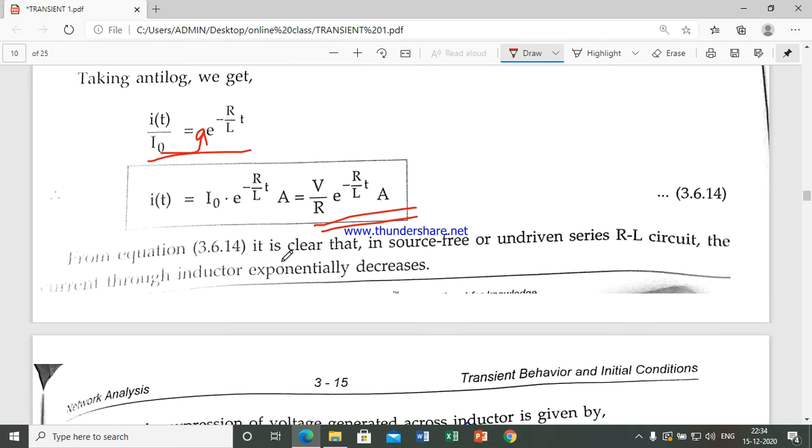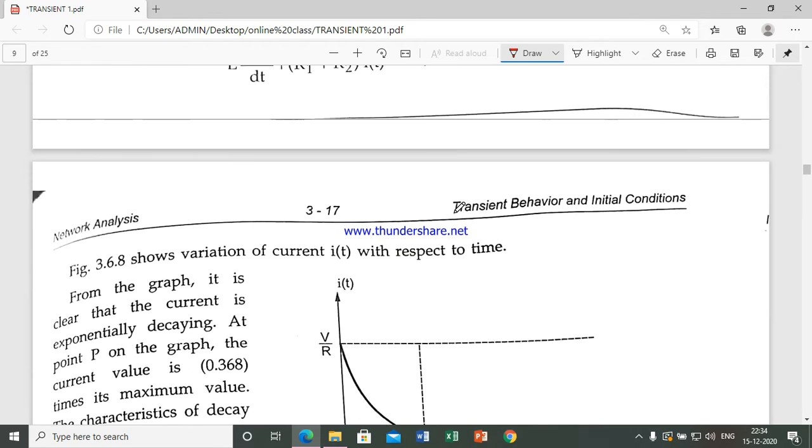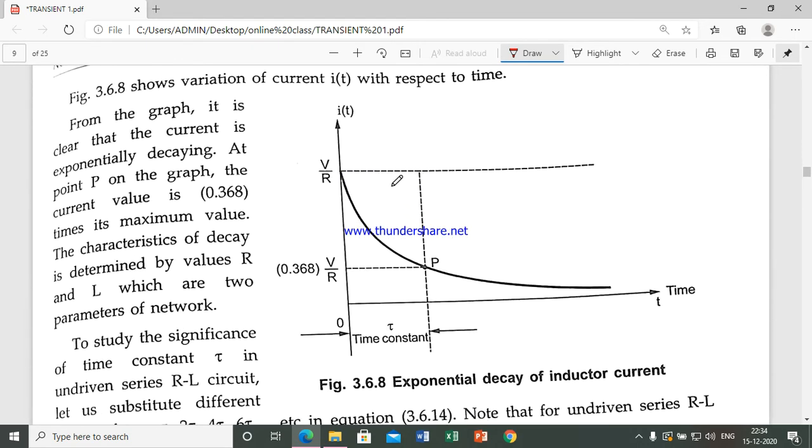From this expression it is clear that here you don't have any source. This is source free, and it is not driven by any voltage source. So you can call it an undriven series RL circuit. The current through the inductor decreases exponentially. Here you can see e raised to minus R by L t, which represents that the current through the inductor decreases exponentially. Here you can see the exponential decrease of the current.